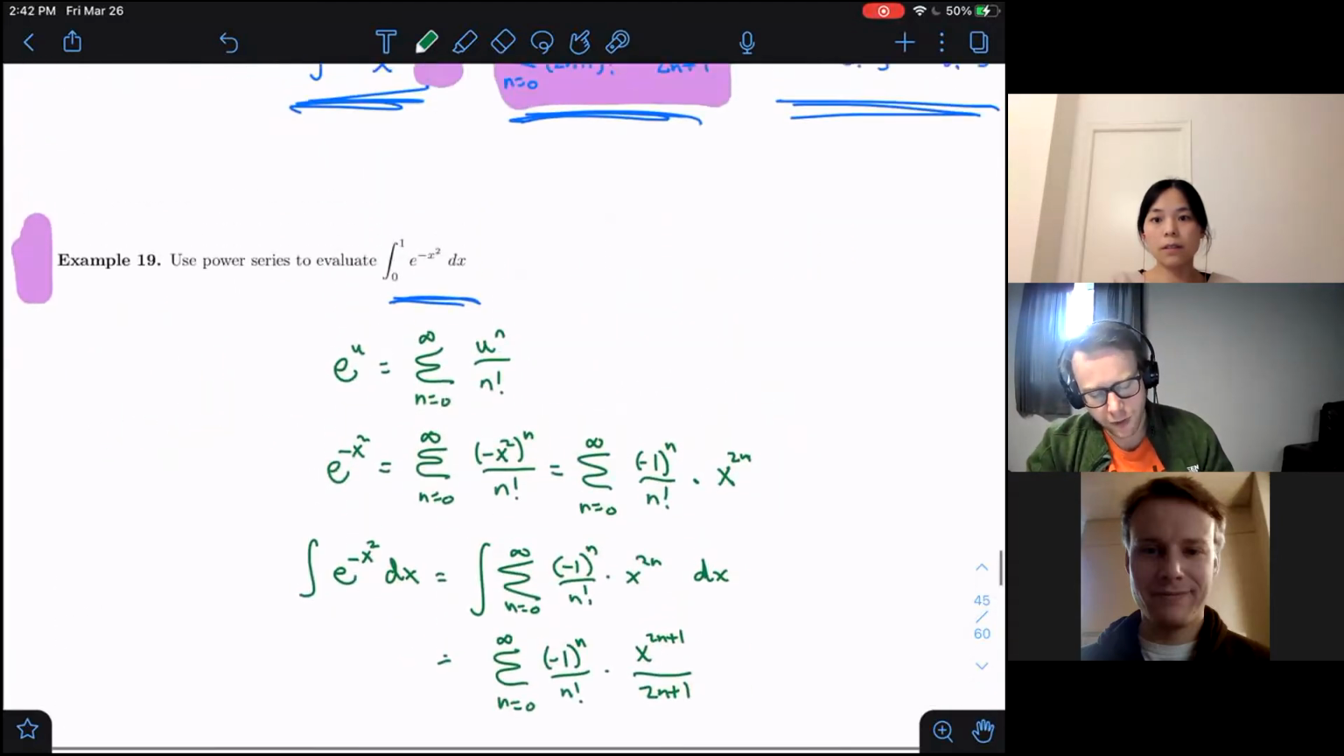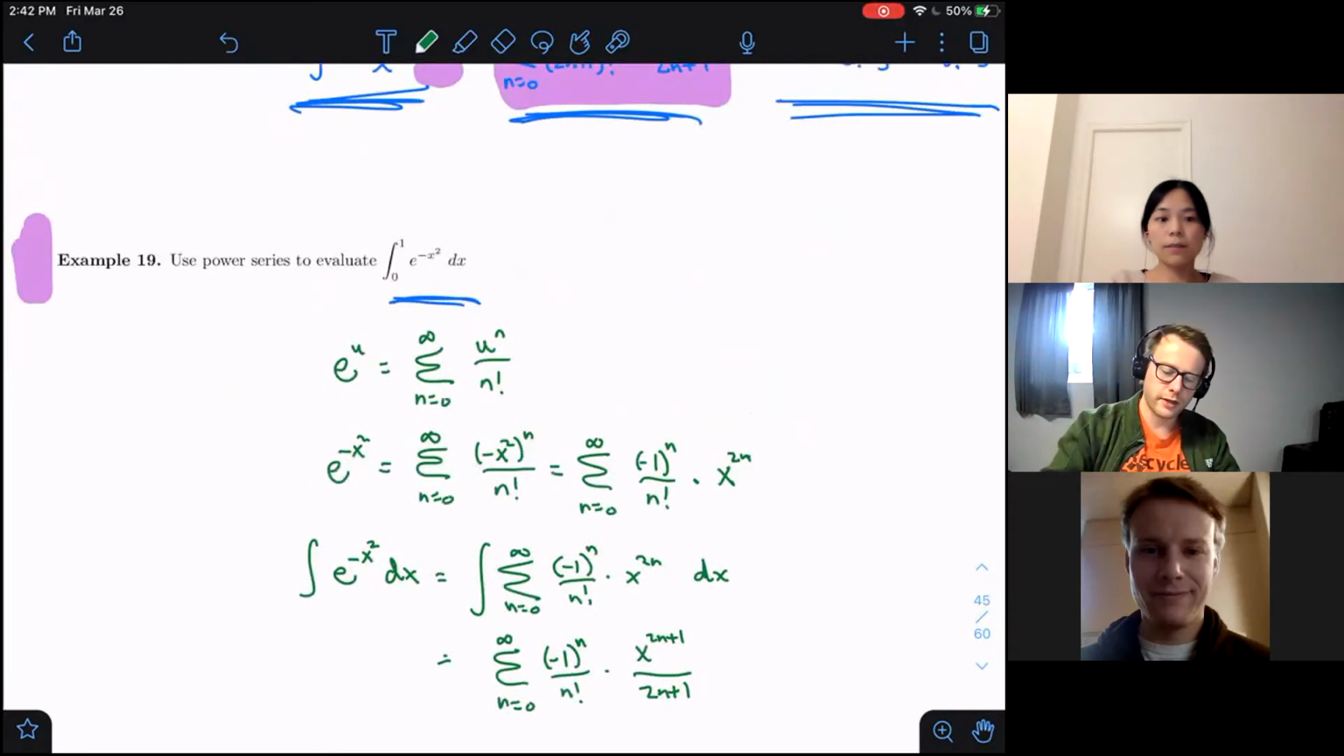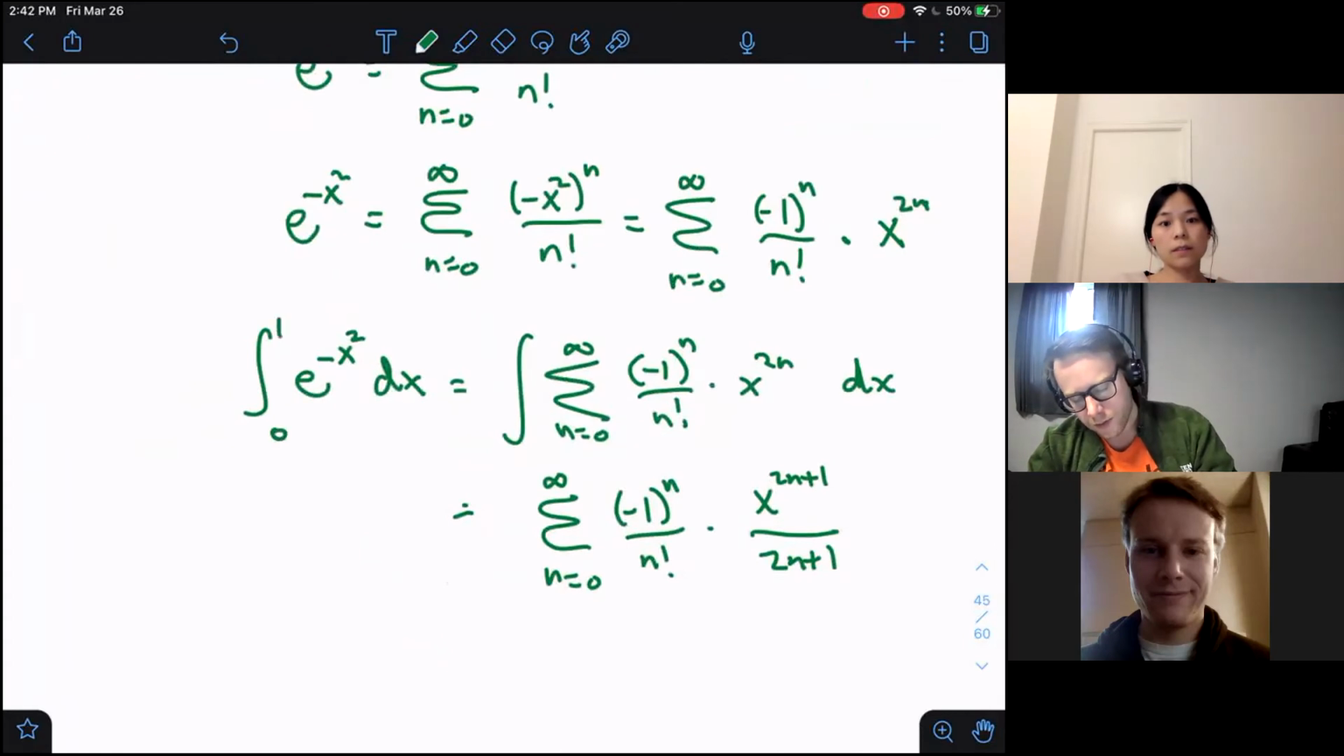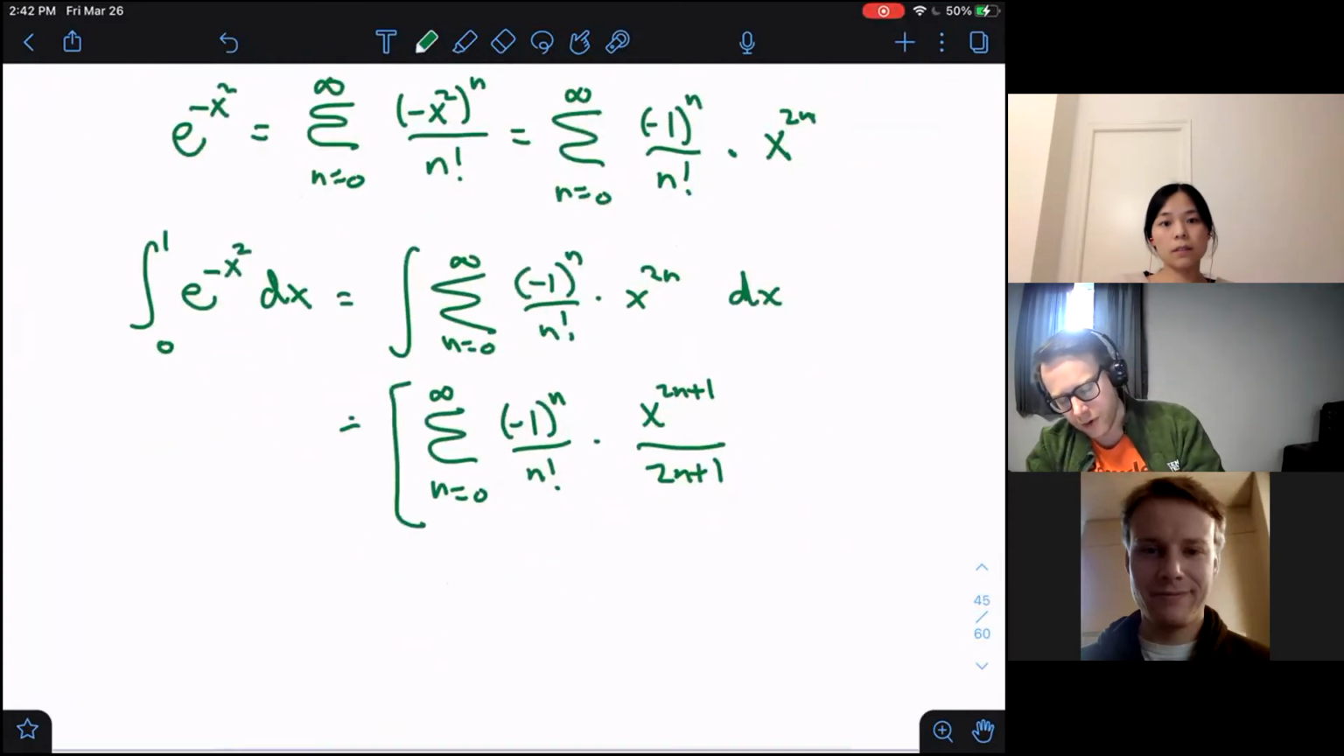Now, in this case, we were interested in evaluating this. This was a definite integral from 0 to 1. So we'd like to go from 0 to 1 here. Well, I just did the antiderivative. And I'd like to plug in 0 and 1.